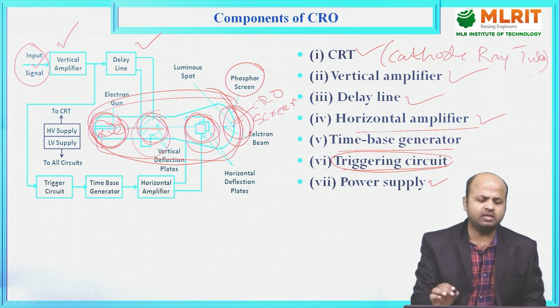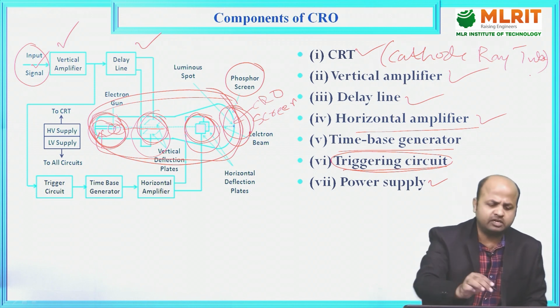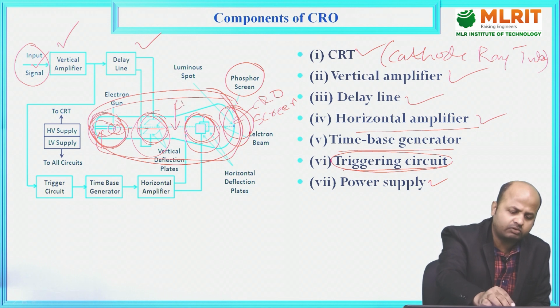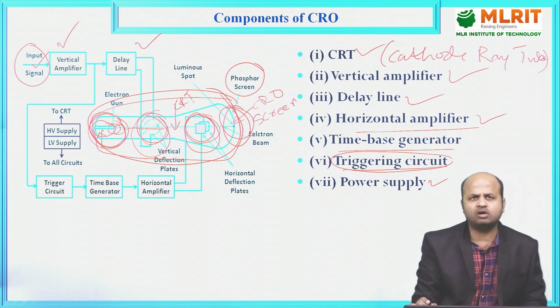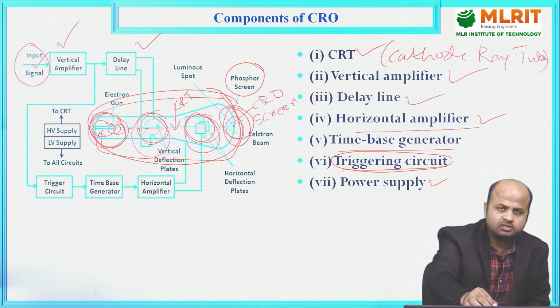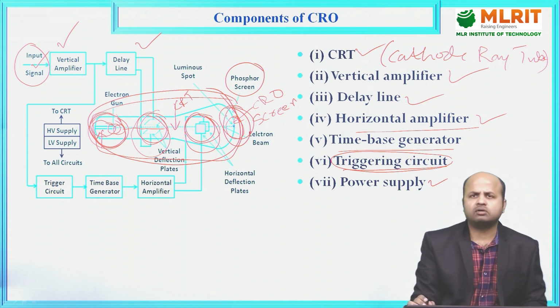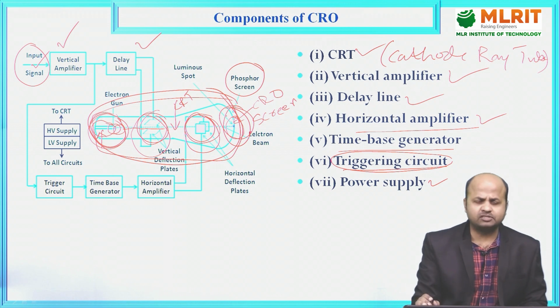Okay, then only electron can travel. If there is no vacuum inside this CRT, what will happen? Electron energy will be lost and we will not be able to see any waveform on the CRO screen. So I want to summarize this thing.